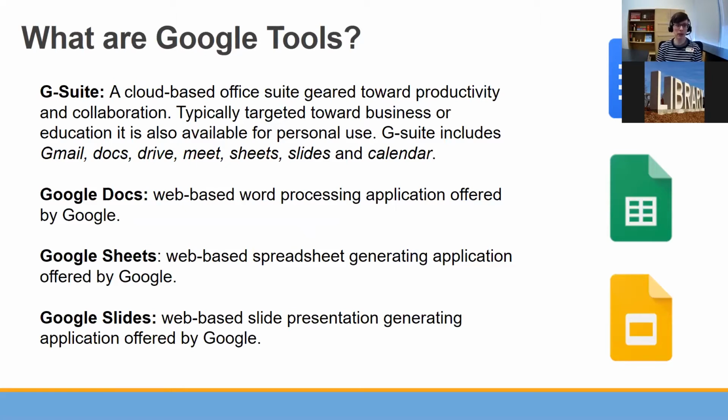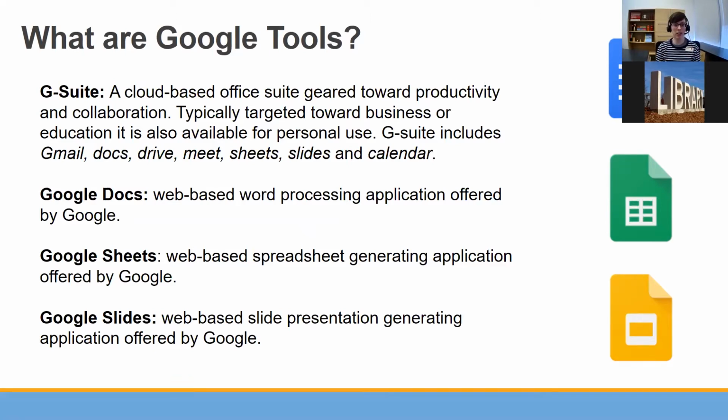You might have heard of something called G Suite. So G Suite is a cloud-based Office suite geared towards productivity and collaboration. You'll hear that productivity and collaboration thing a lot. That's a lot of what Google Drive and the G Suite Google tools have to do with each other. And it's typically targeted towards business or education, but it is also available for personal use. And G Suite includes Gmail, Google Docs, Google Drive, Meet, Sheets, Slides, and Calendar.